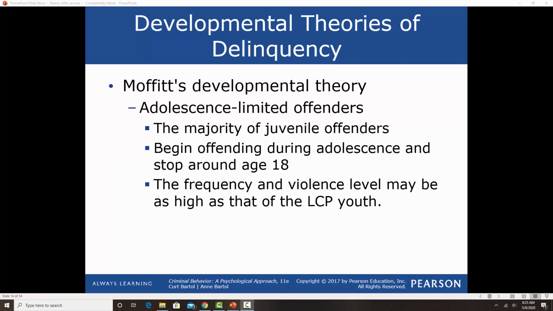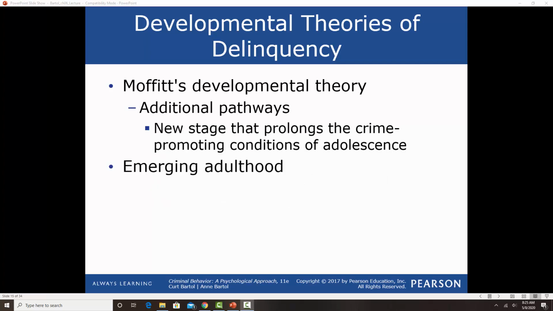So while Moffat said originally that these life course persistent offenders are typically aging out of this in their early to mid 20s, we now have a new developmental pathway called emerging adulthood. And all this means is, previously, let's say 20 or 30 years ago, the vast majority of young people, by the time they were 18, were adults. They were moving out of their house, they were getting jobs, they were going to college, and some were even getting married.